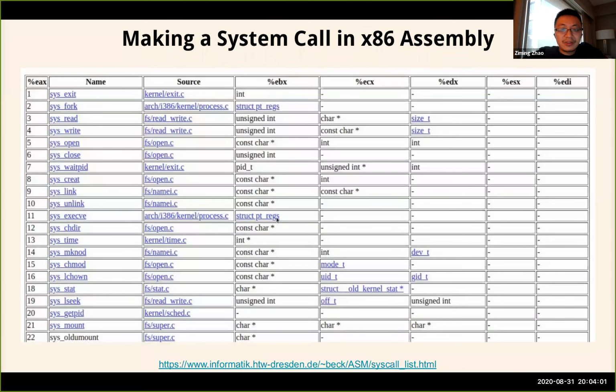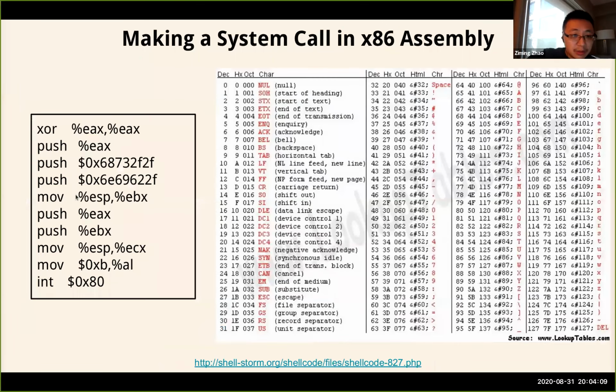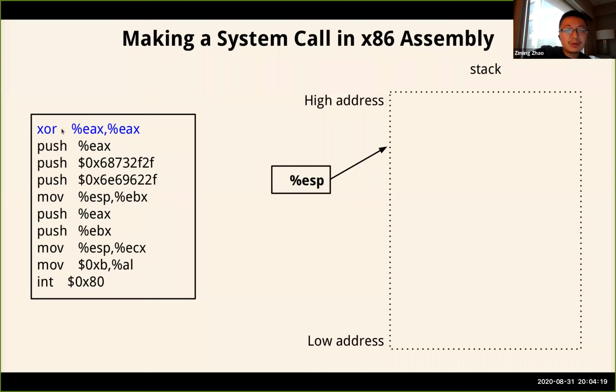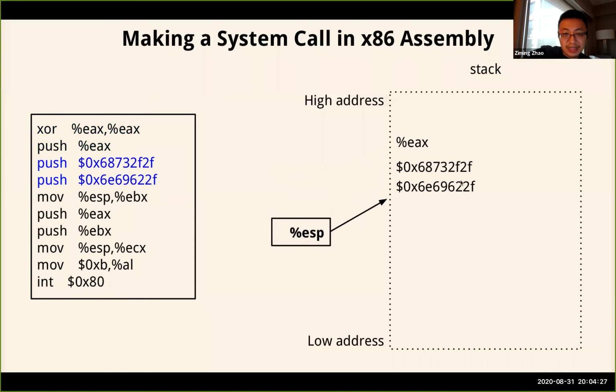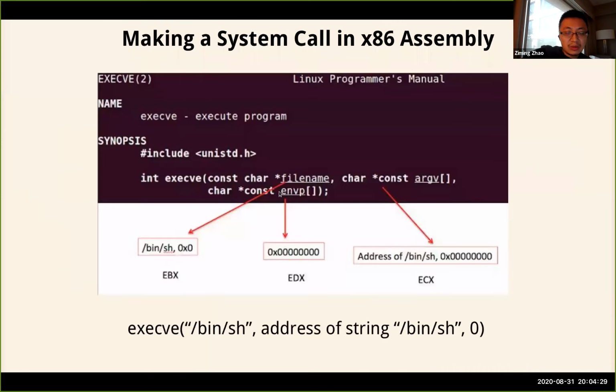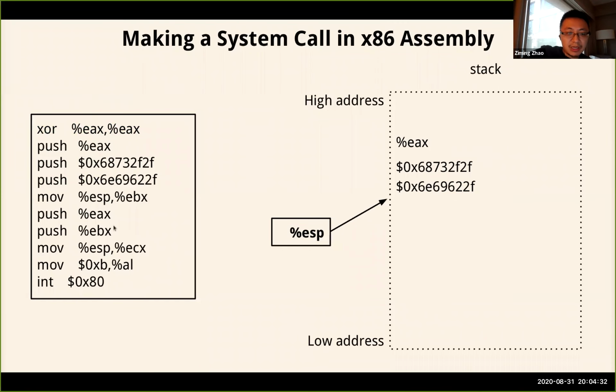Then you can see what the parameters for that are supposed to be. This one is not compatible with the one I'm using, I think. For example, here we have those strings. First we XOR EAX with itself, so we get a 0 for EAX. Then we push EAX to the stack. Then we push the string to the stack. Then we move ESP to EBP, so EBP now points to the string.